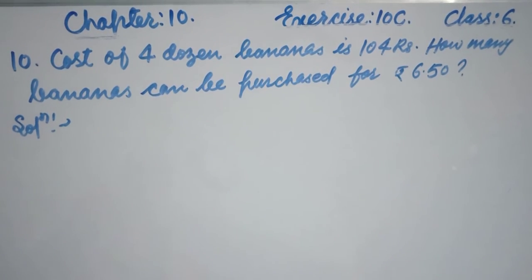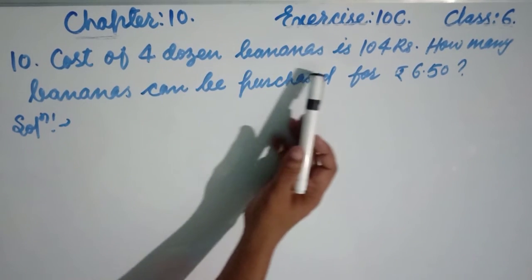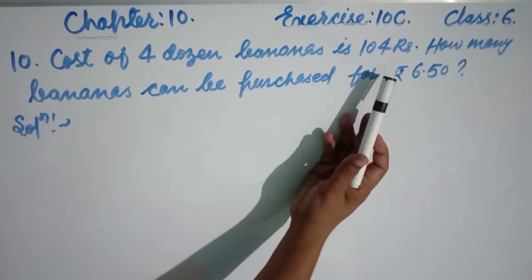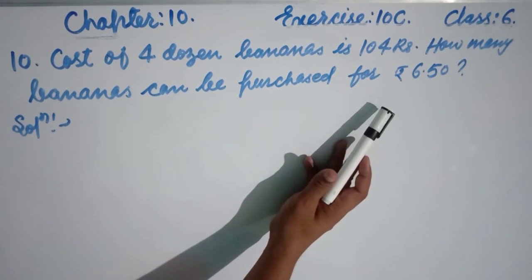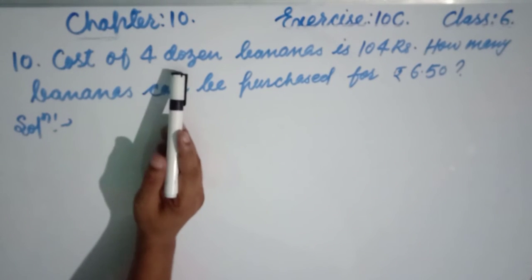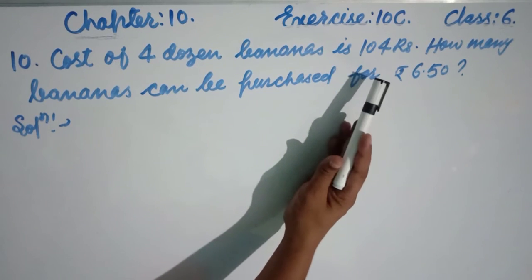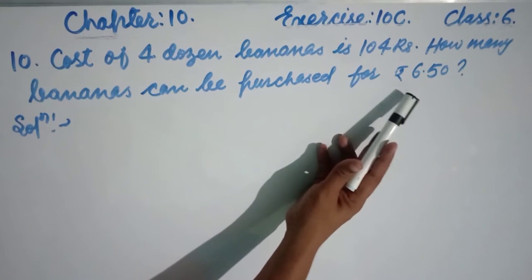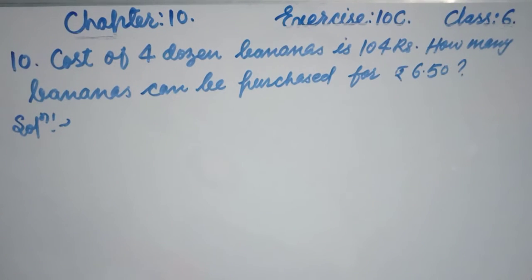Now see friends, last question number 10 says, question number 10 is same as question number 1. Cost of 4 dozen bananas is 104 rupees. How many bananas can be purchased for 6.50 rupees? क्वेश्चन कह रहा है फ्रेंड्स कि 4 दर्जन जो केला है वो 104 रुपये के है. ओके, तो आप बता दें कि 6.5 रुपीज़ यानी 6 रुपया 50 पैसे में कितने बनाने खरीदे जा सकते हैं.